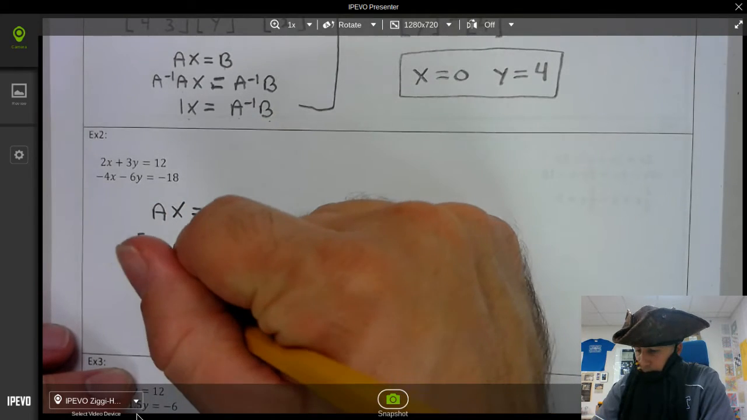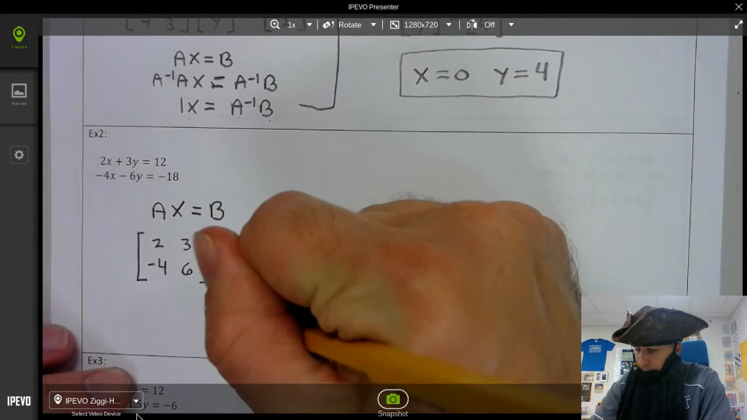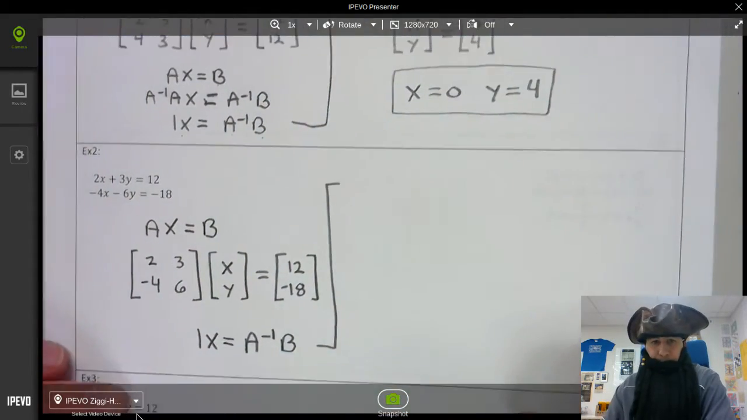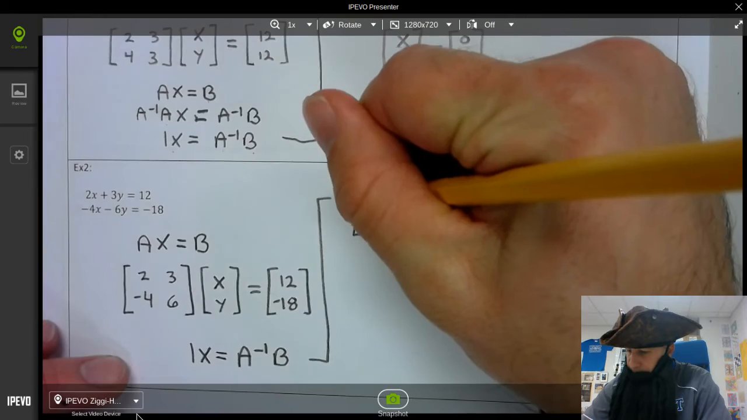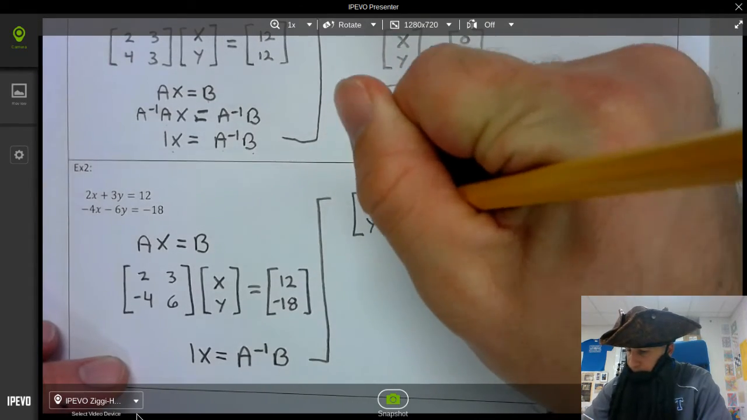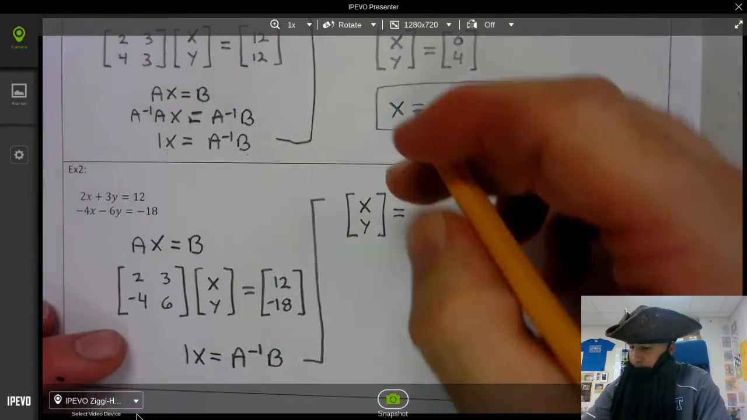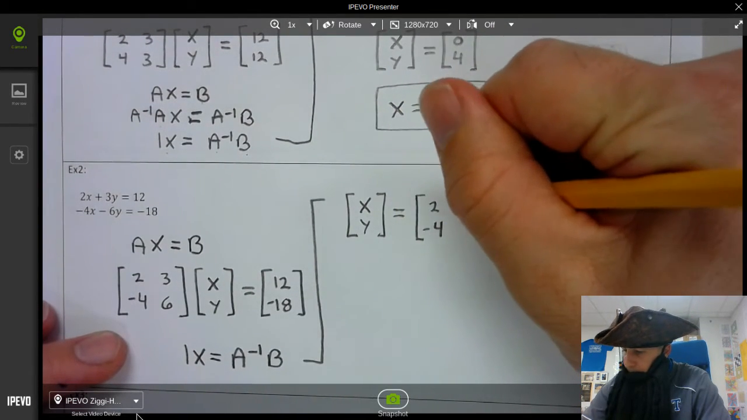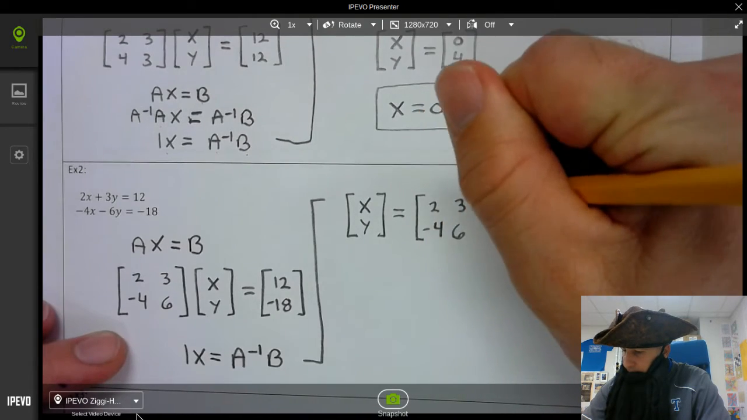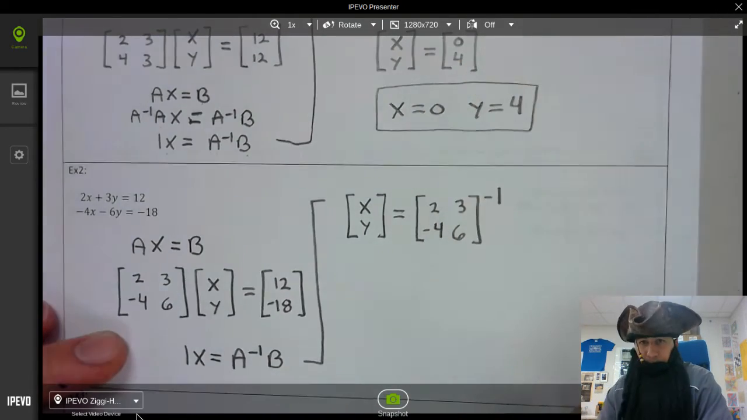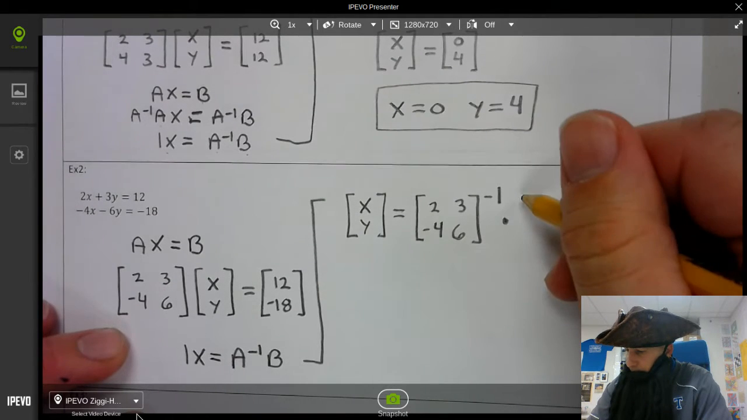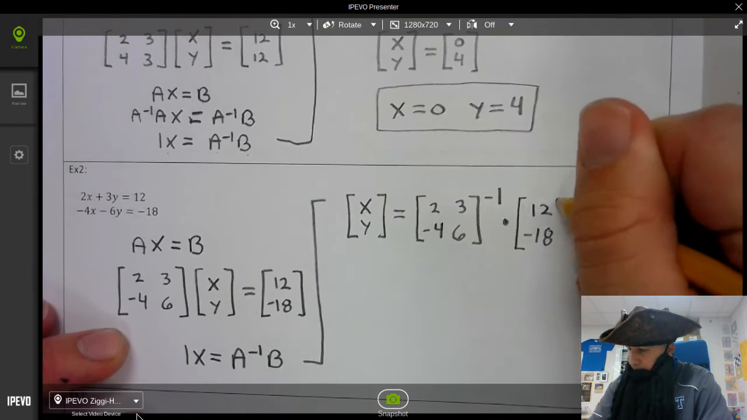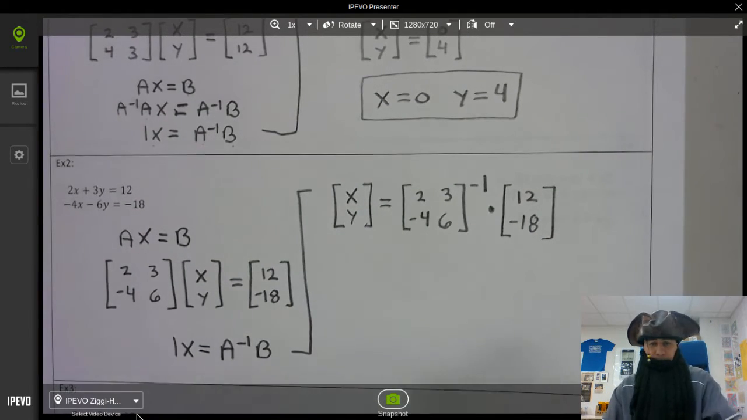So we can just start from there. So we know 1x equals A inverse B. So x, y equals 2, -4, 3, 6 inverse times B, which is 12, -18. So at this point, we're going to use a calculator.